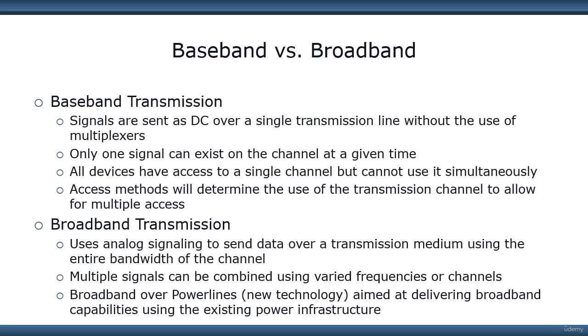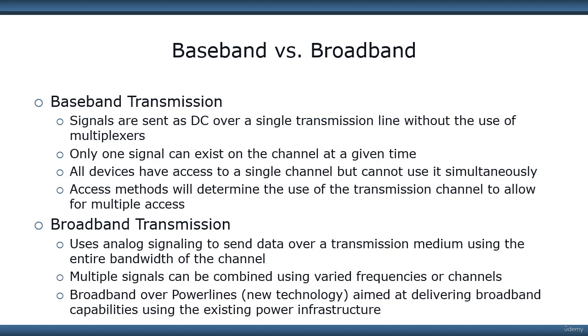Access methods then determine how the transmission channel gets used for multiple access. So with Ethernet, we said it was carrier sense multiple access collision detection. So they're all sensing whether the line is free, and if the line is free, then they go ahead and they try to send data.